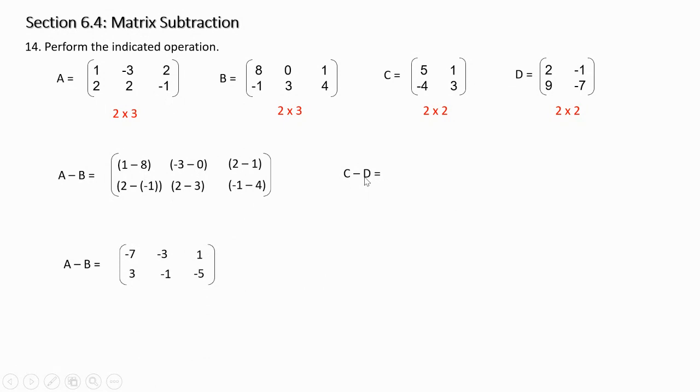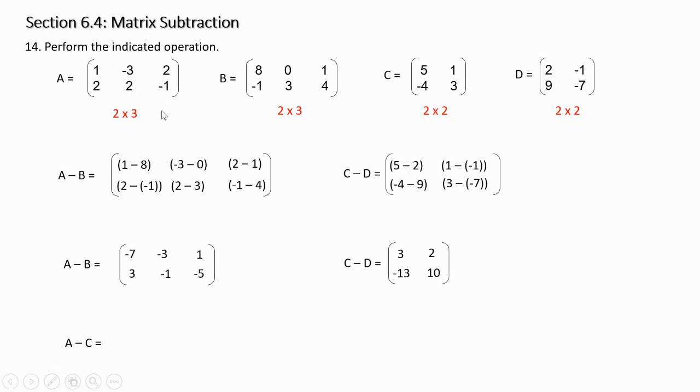In a similar manner, let's do C minus D. And again, this can be done because these two are the same size. So 5 minus 2, 1 minus negative 1, negative 4 minus 9, and 3 minus negative 7. So this will be what? This will be 3, 2, negative 13, and positive 10. So that's my solution of C minus D.